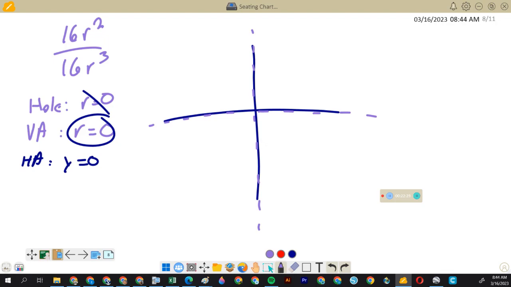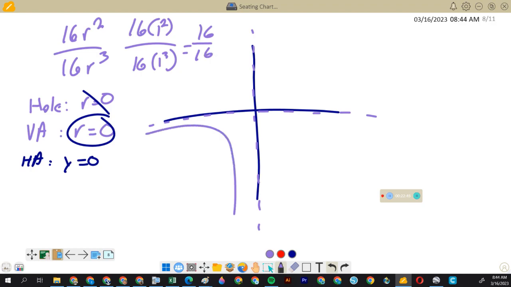We could plug it in, we're just going to get 0 over 0, which isn't a conundrum. So I need to plug in any number other than 0. So let's try 1. 16 times 1 squared over 16 times 1 to the third is 16 over 16, which is a positive number. So the graph looks like this. Okay. Do you kind of have the hang of this?